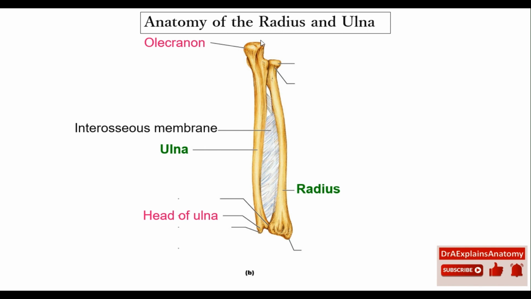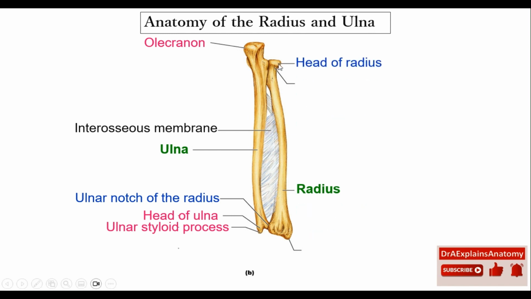This is the head of the ulna. This is the styloid process of the ulna, also called the ulnar styloid process. This is the ulnar notch of the radius. So this is part of the radius. It's a notch on the radius for the ulna. That's why it is called the ulnar notch of the radius.